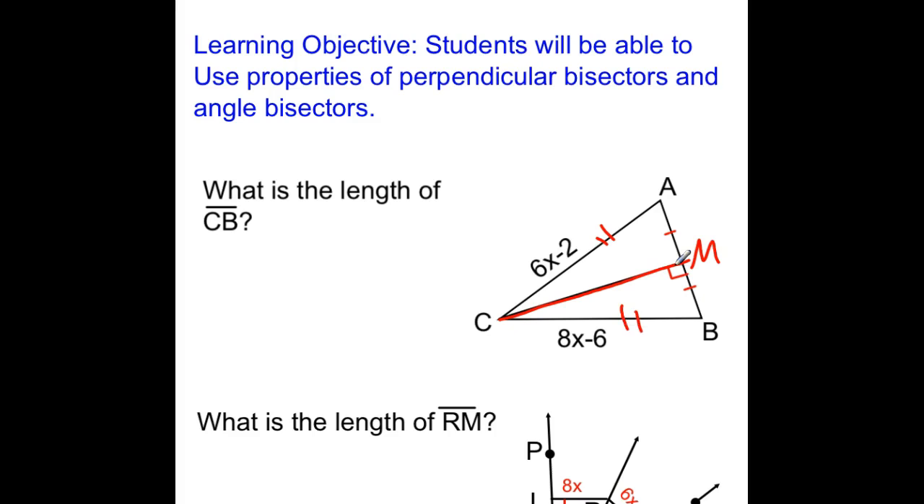So if we're trying to find CB, we need to know x. And 8x minus 6 is the same as 6x minus 2. So we can go find x to go find CB. We just start to solve.